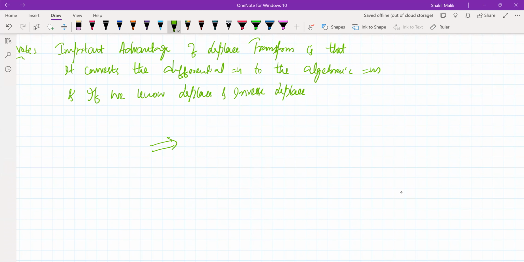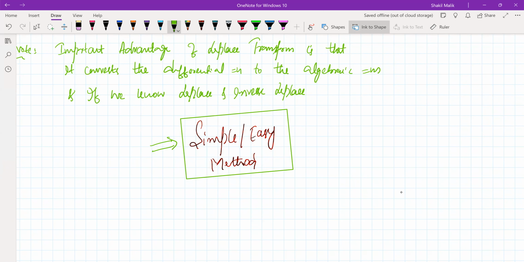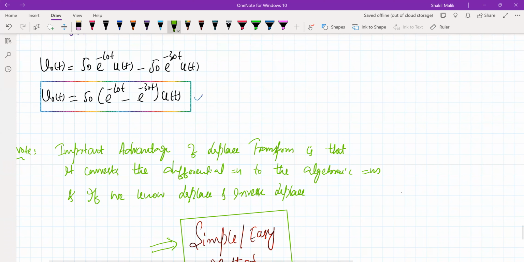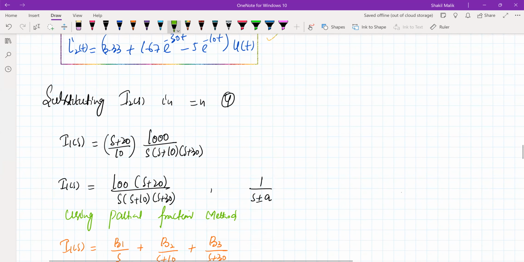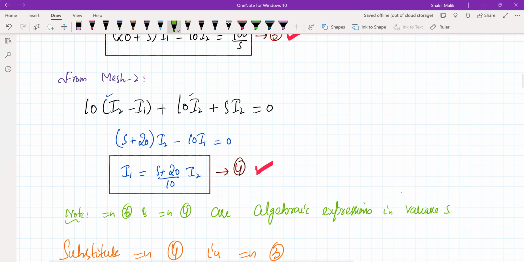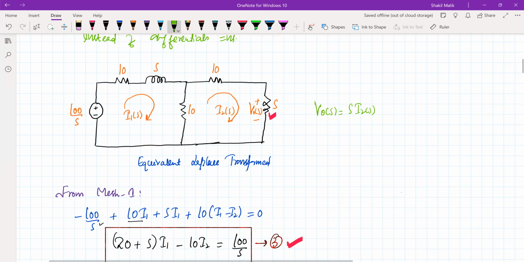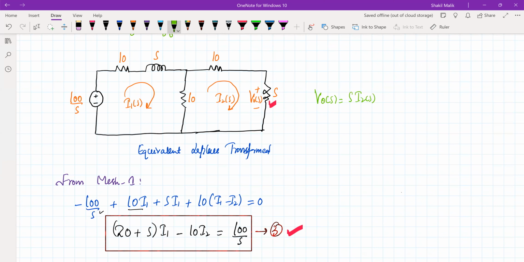So it is a very simple or easy method, much easier than using the differential equation. This is the most important advantage of using Laplace transform. Once we have converted the network to the Laplace domain, we can use any method that we use for ordinary resistances, because it converts the elements into their equivalent impedances.